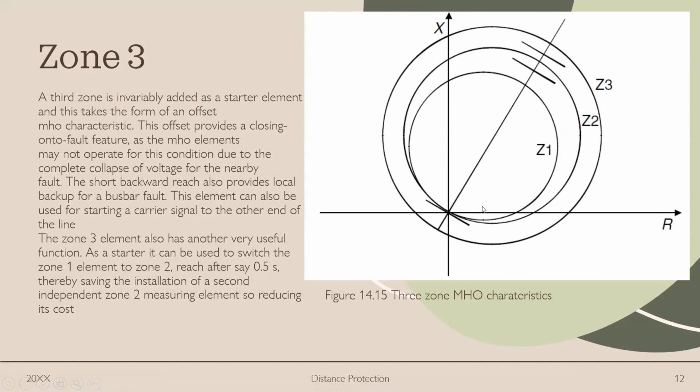Here we can see the diagram for the 3-zone MHO characteristics. So zone 1 reaches up to 80% of the total length of the line, while zone 2 covers the remaining 20% of the line, and zone 3 acts as a starter or a backup.